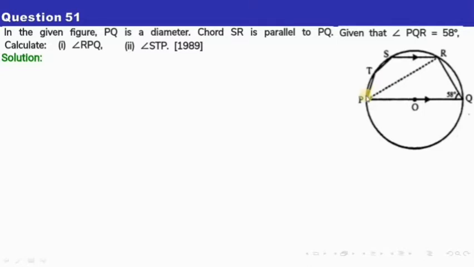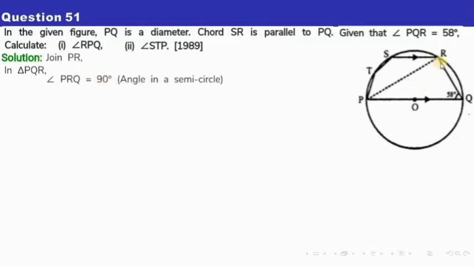All right, now before we begin, let me do some construction, and that construction is to join P and R. So that's why it is written join PR. After joining PR, we clearly see that angle PRQ will be 90 degree because it is angle in a semicircle. So it is written PRQ is 90 degree.